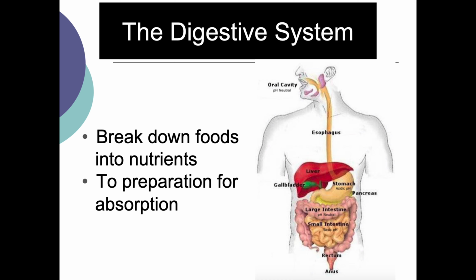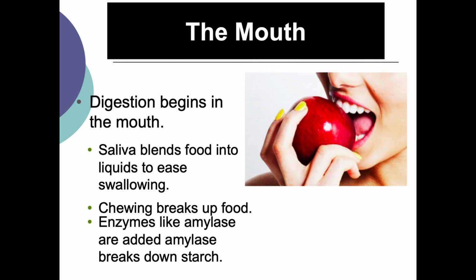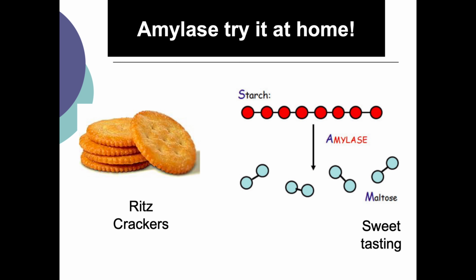So digestion starts in the mouth, right? Where salivary glands secrete saliva to ease swallowing, but there are also a bunch of enzymes in there as well. Chewing breaks up the food mechanically, so mechanical digestion is where it starts, and then we've got enzymes like amylase. Amylase is an enzyme that breaks down starch.